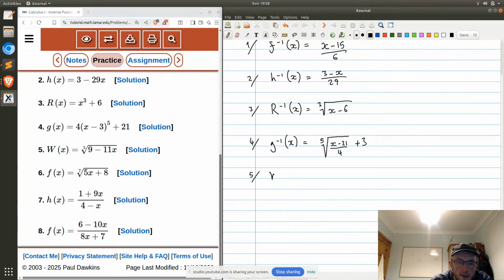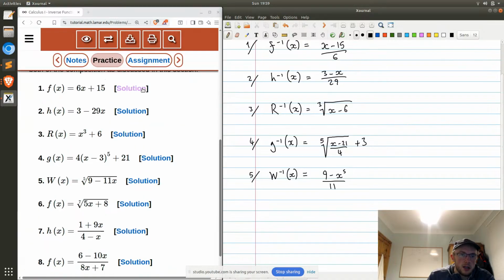Of 5. And then I'll check at this point to make sure I'm not going completely astray. X to the 5, take 9, and then divide by negative 11. So 9 take x to the 5 over 11. Great.